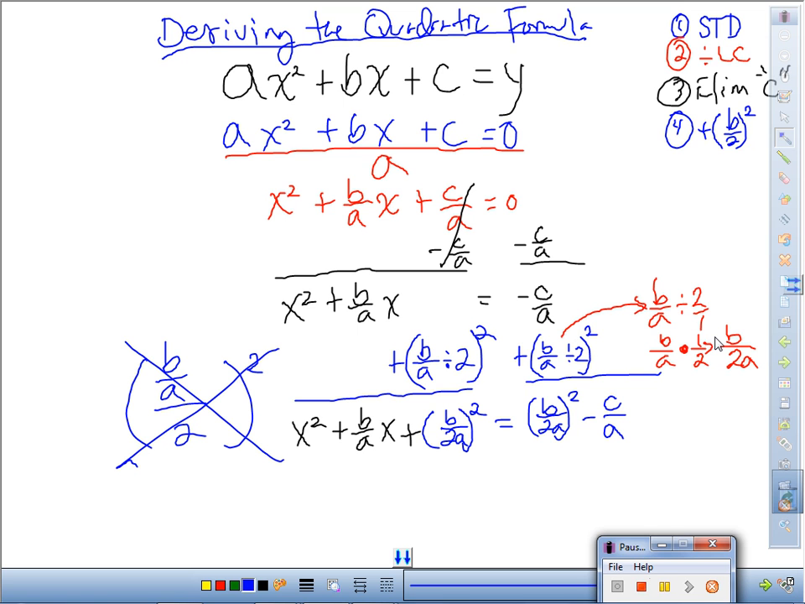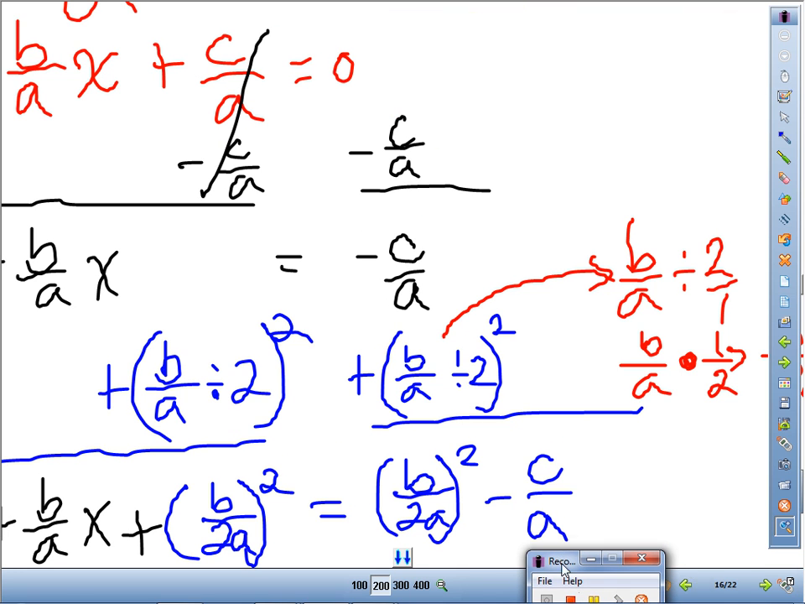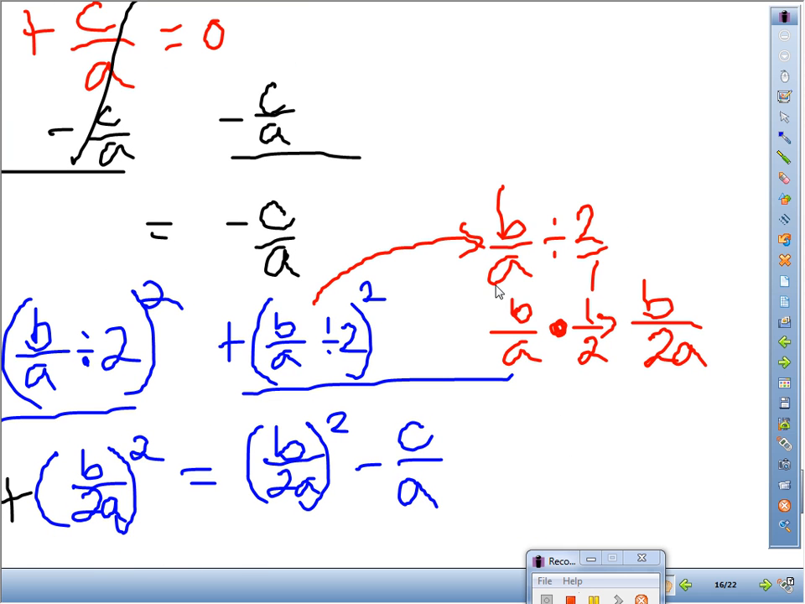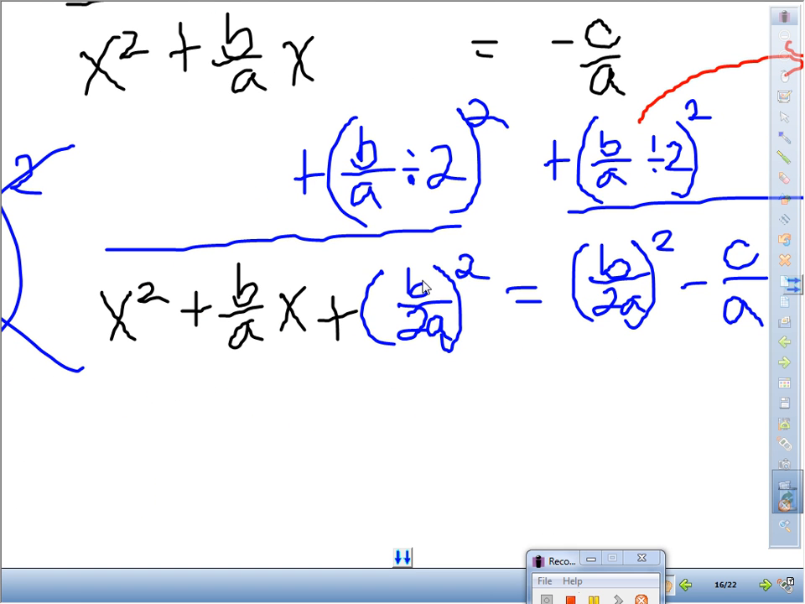But I said I'm going to simplify this over here. Let me zoom in so you guys can see that. So this, I did this, b over a divided by 2 became 2 over 1. b over a times 1/2 because it's a reciprocal, and that gives us b over 2a. That's how we get to this part. This became b over 2a squared to each side. I brought these down right here. I brought the equal, and I brought the negative c over a down to here. So, let me zoom back out.